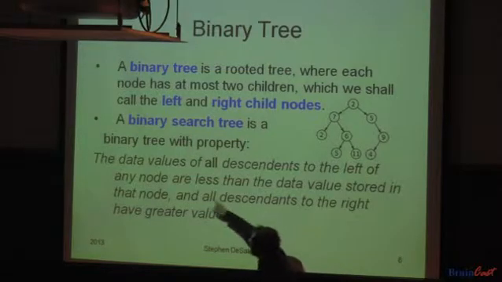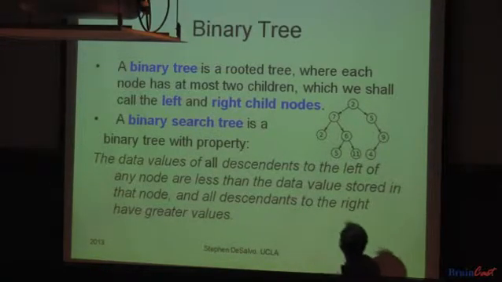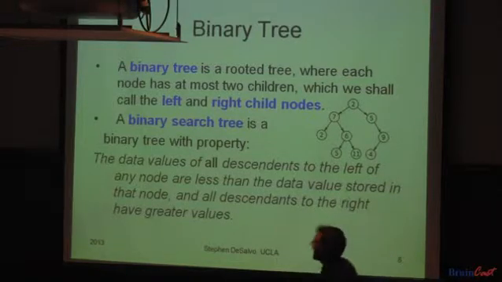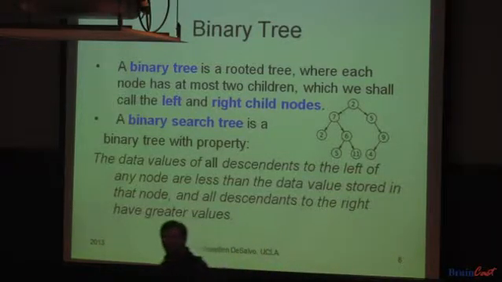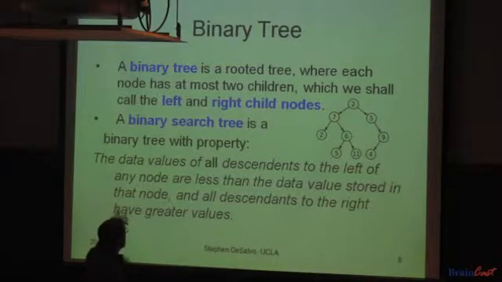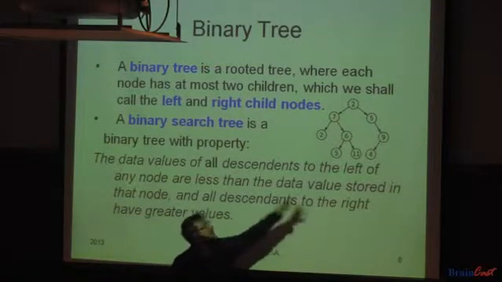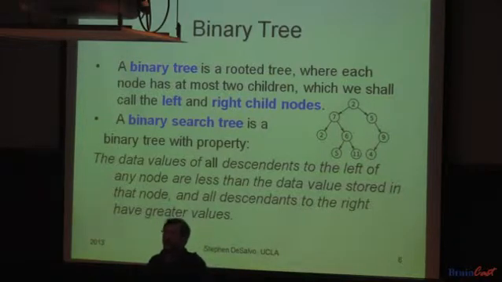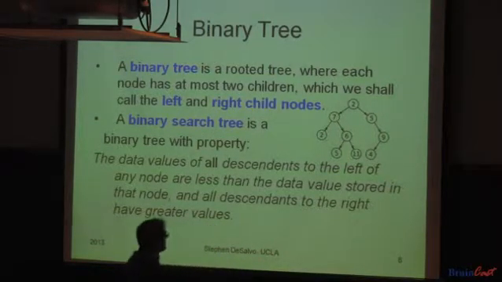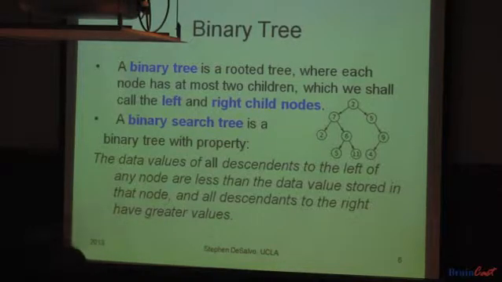These have to be less than the data value stored in that node. So you take the 2, and everything to the left of the 2 has to be less than the 2. Similarly, all descendants to the right of the 2 would have to be larger than the 2. Okay? That's what makes a binary tree a binary search tree.